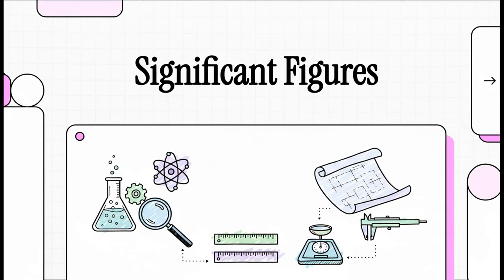All right, today we're going to pull back the curtain on a concept that's pretty much the secret handshake of science and engineering: significant figures. You can think of it as a hidden language that tells us just how much we should trust a number. So, let's dive right in.